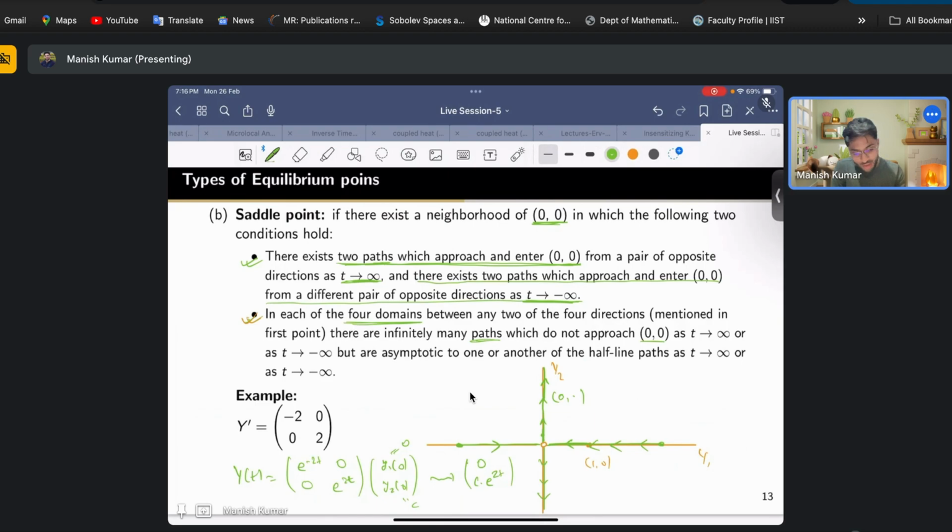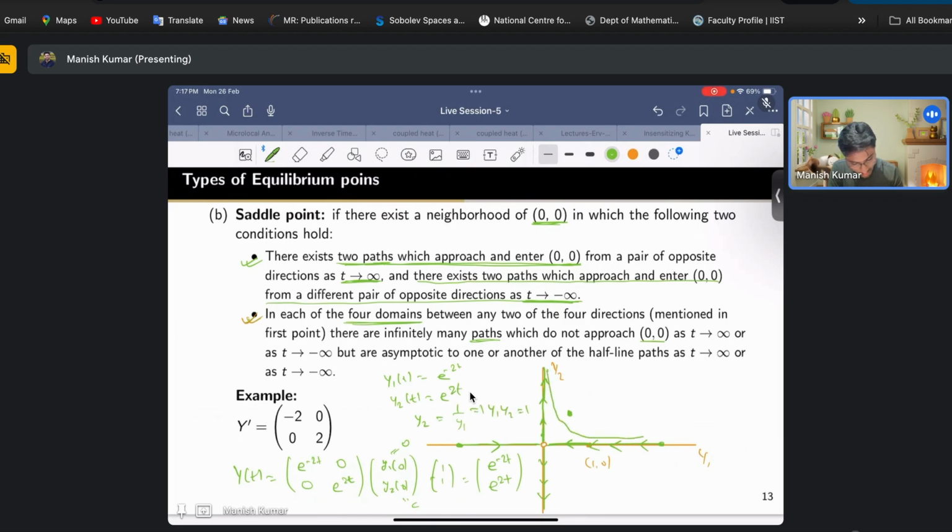Now for each of the curves, you can choose a point. Suppose you choose this point (1, 1). Here you will get e^(-2t) and e^(2t). So y1(t) is e^(-2t) and y2(t) is e raised to the power 2t. You can clearly see y2 is nothing but 1 by y1, and this is y1 y2 equal to 1. So the graph would be like this.